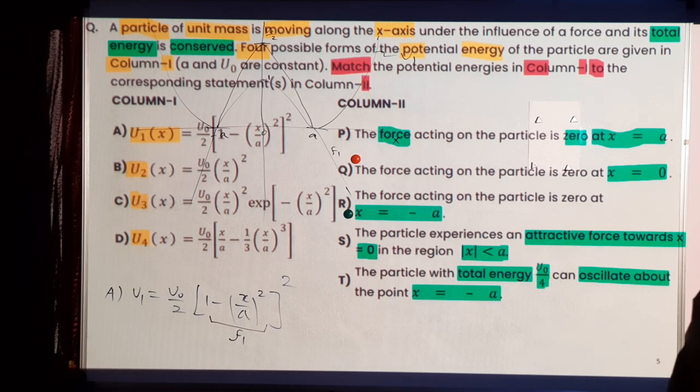So statement P, force is 0 at x equal to a, true. Q, force is 0 at x equal to 0, true. And statement R, force is 0 at x equal to minus a. So P, Q, R are true.